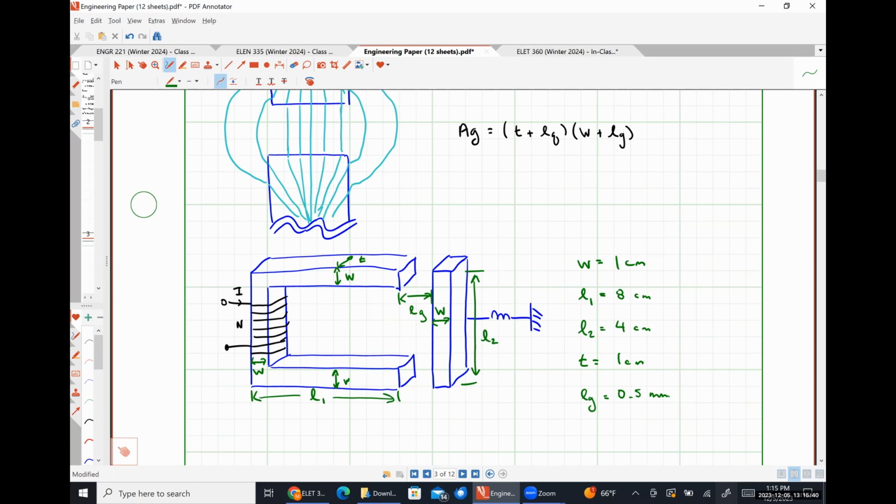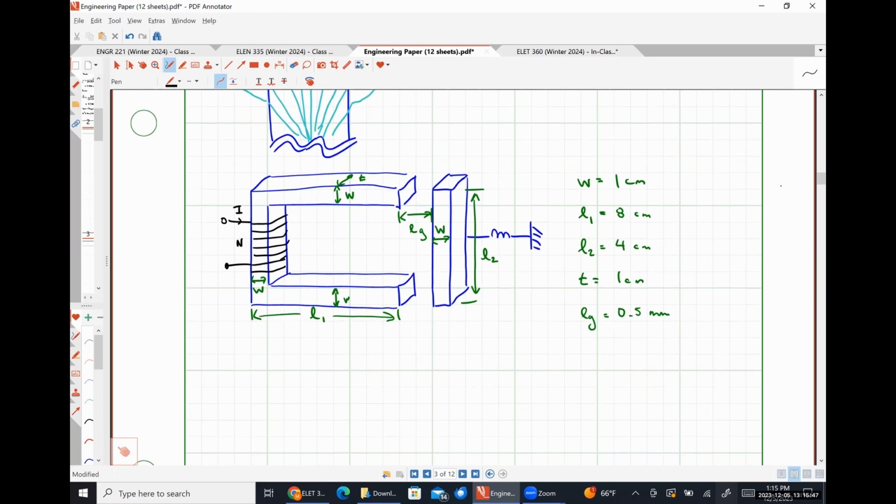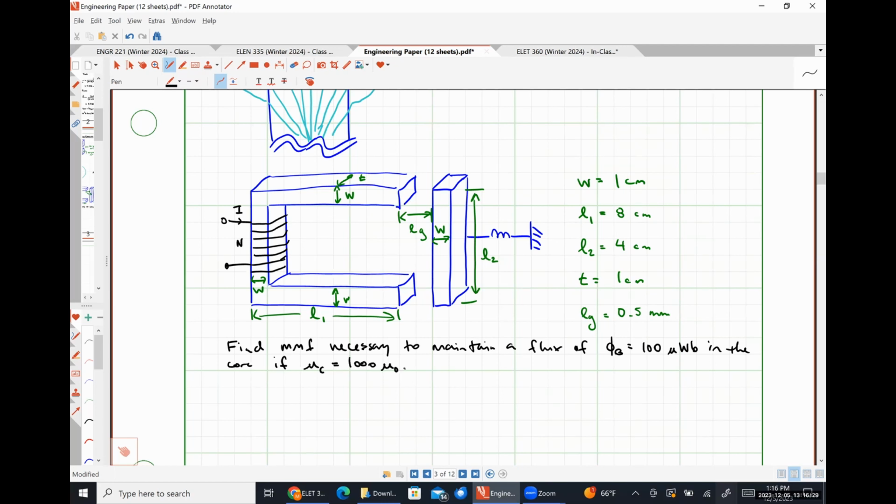So I want us to find the magnetomotive force necessary to maintain a flux of phi B equal to 100 microwebers in the core if our core permeability is 1000 mu naught.